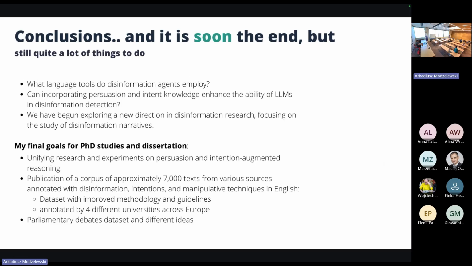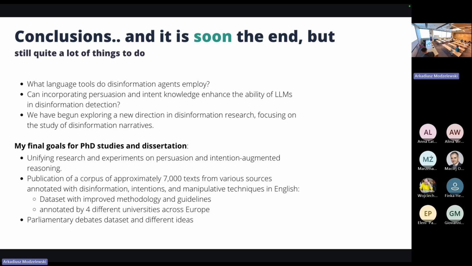This is actually all that I wanted to show you. As you see, this was mainly focused on research I've done during my PhD studies. Now I'm in the final year and there are still quite a lot of things to do. Soon the end, but yeah, quite a lot of things to do.